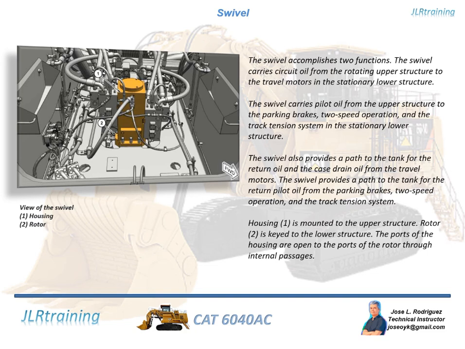Housing, 1, is mounted to the upper structure. Rotor, 2, is keyed to the lower structure. The ports of the housing are open to the ports of the rotor through internal passages.